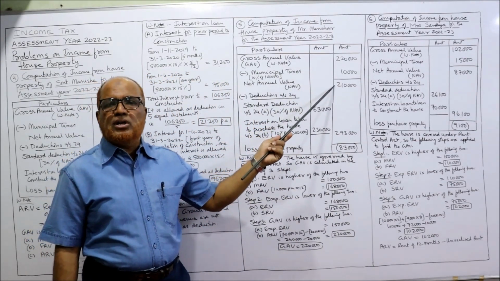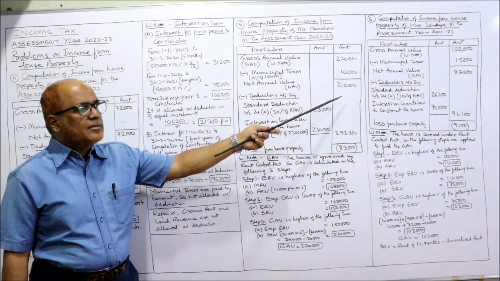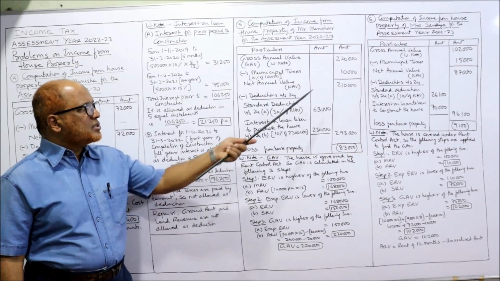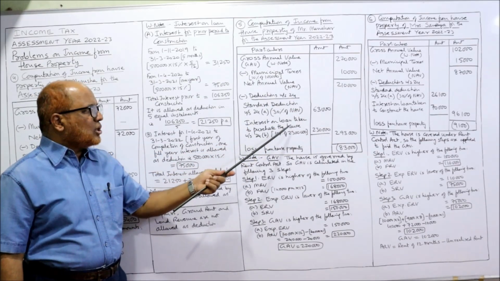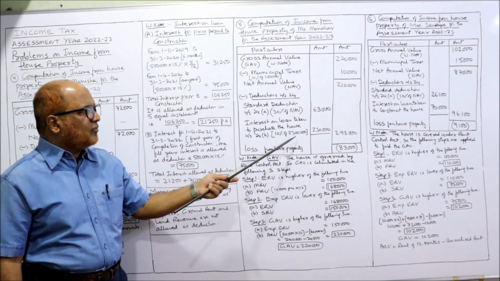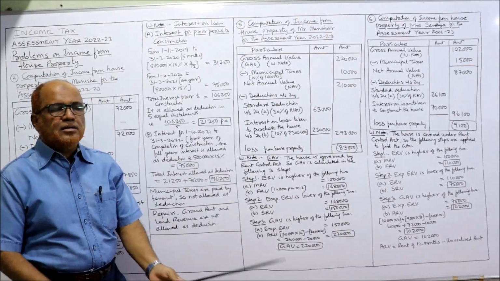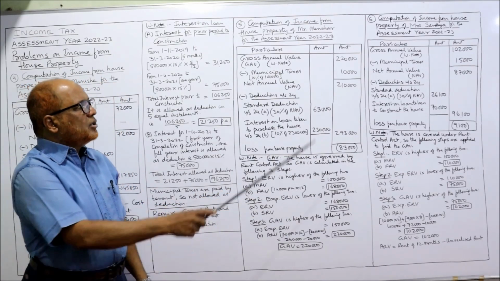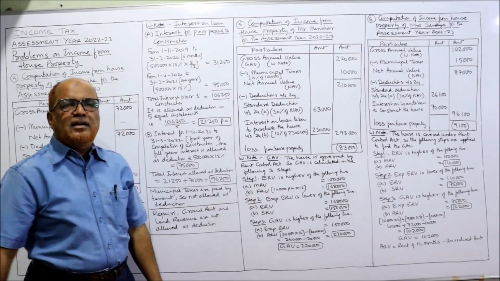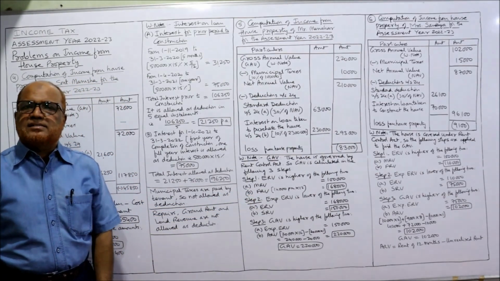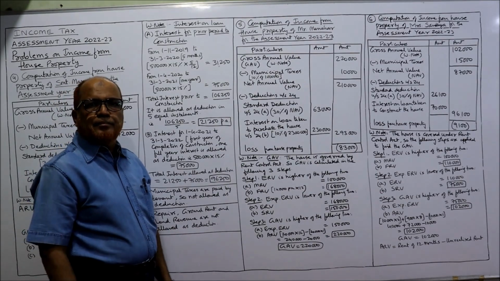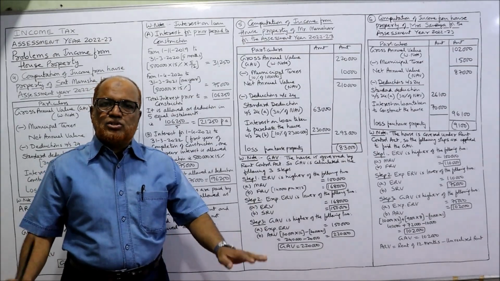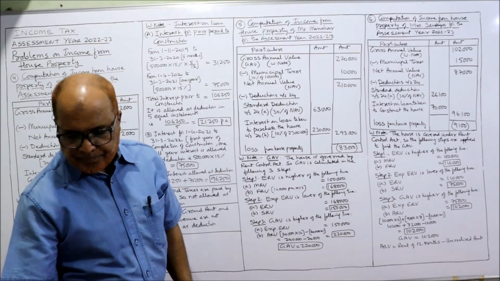Municipal taxes, 10% of 1 lakh is 10,000. Deduct, 2,10,000. Standard deduction, that is 30% of NAV, 30% of 2,10,000, 63,000. Interest on loan taken to purchase the house, 10% of 23 lakh, 2,30,000. That's it. Take the total, 63,000 plus 2,30,000, 2,93,000. Now subtract. 2,10,000 minus 2,93,000 is 83,000 negative, that means loss. The loss from house property is 83,000 negative. That's all. This is the end of the fifth problem.